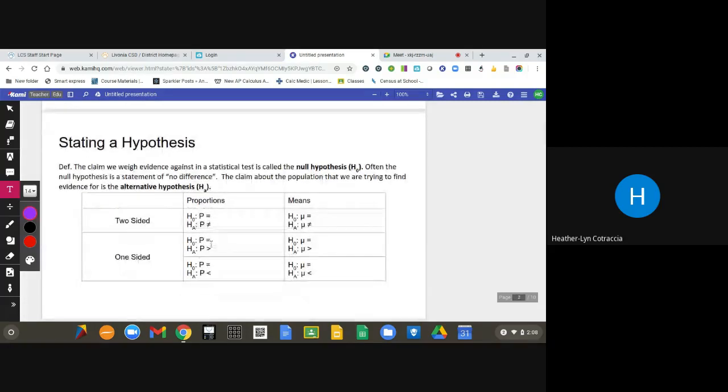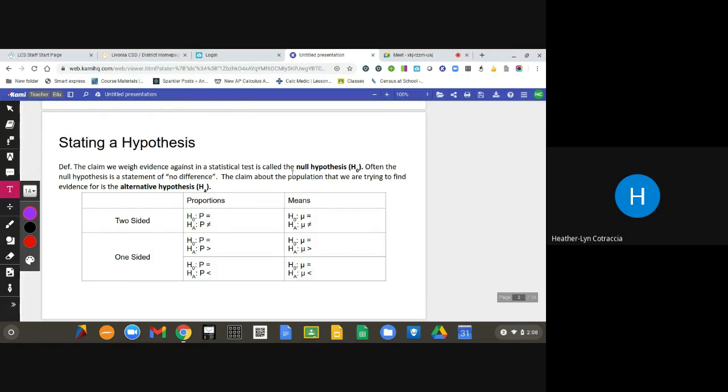So the big thing is now we're going to be coming up with things called hypotheses. And it's just like in science. Before you do an experiment, you come up with a hypothesis, something that you're going to be investigating. Now in stats, we do this slightly different. So you come up with 2 hypotheses every single time.